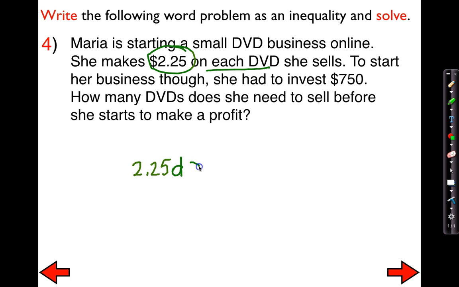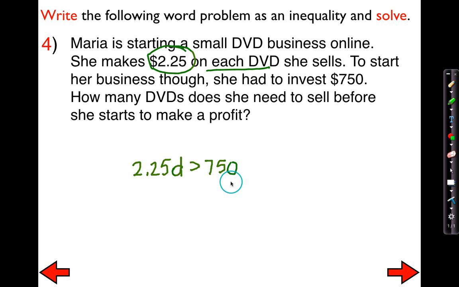Okay, so notice I'm not going to include $750. Why? Because if she gets exactly $750, she's not making profit, she's breaking even. Breaking even means she spent the same amount as the amount she's getting back. So she's not gaining any profit at all. So this would be my inequality.